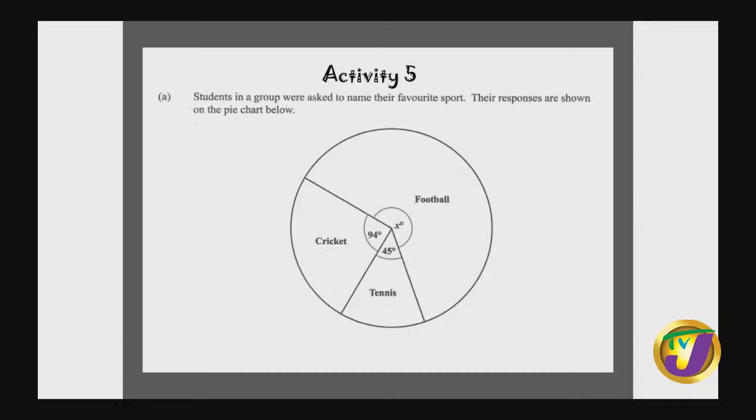All right, so we see here that we have the angular measure. You notice that? Cricket, the angular measure there is 94 degrees. Tennis, 45 degrees. And football, I really just don't know. All right, so let's dig a little deeper and see where this question is taking us.